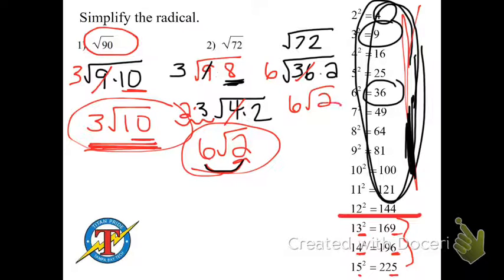But no big deal. Just always look underneath the radical and ask yourself, could I break that down further using these perfect squares? Okay, let's see if I have another example.